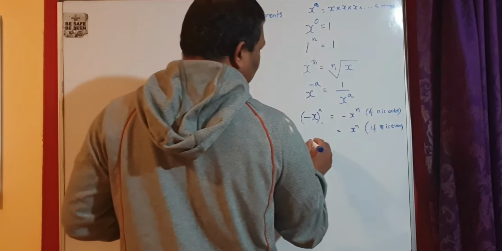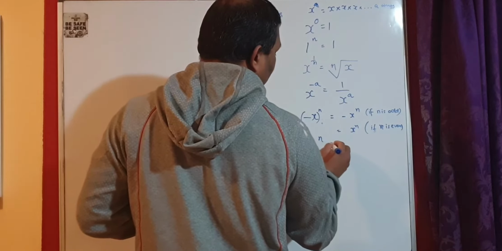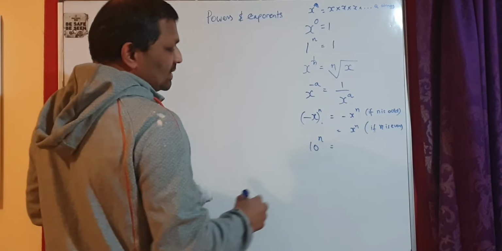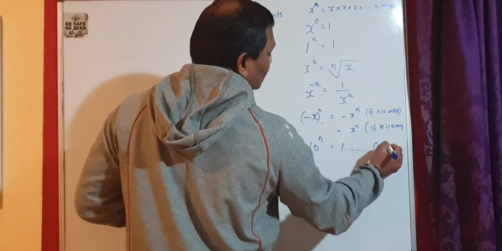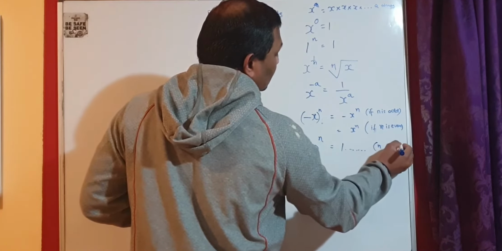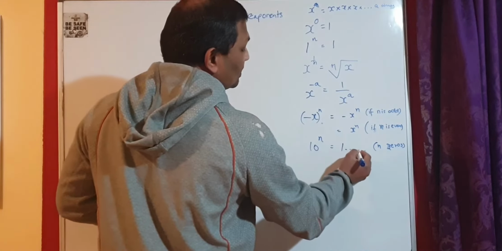So we'll also generalize that one. For example, 10 to the power of n is, if it is like this, 1 after which you need to put n zeros. After 1 you need to put n zeros.